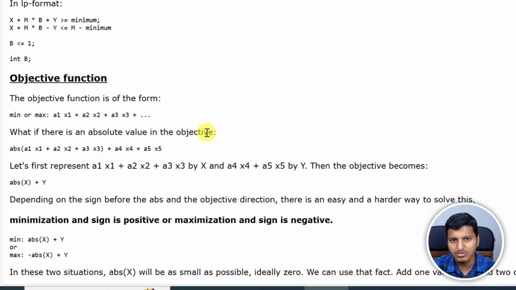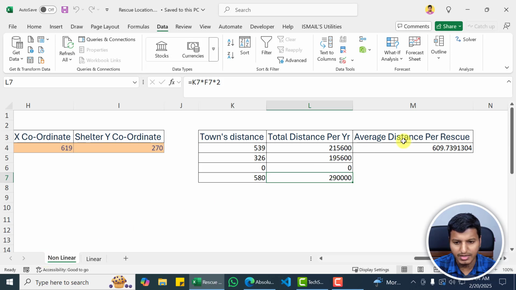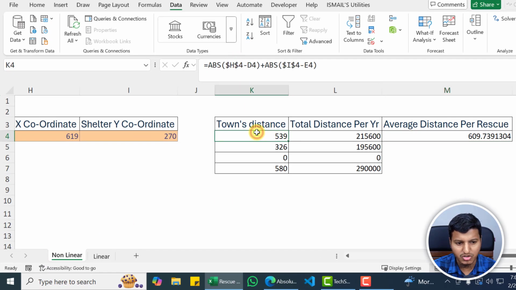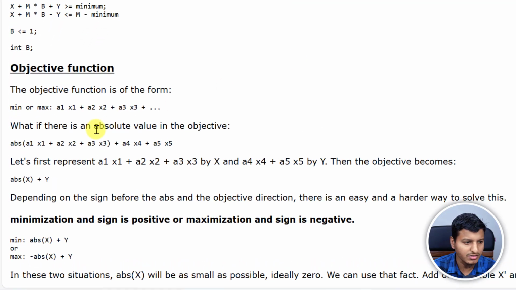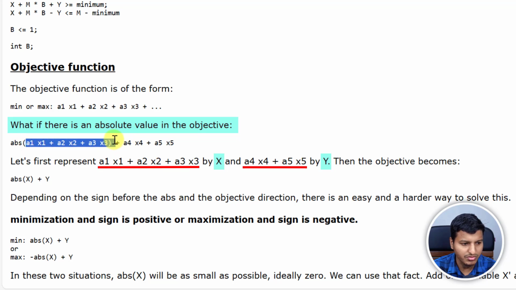In our case we have that absolute value condition because we are extracting the average distance per rescue, but that distance depends on this absolute function, right? And that's why we need to convert this to a linear condition. So what if there is an absolute value in the objective function? Let's first represent this one by x and this one by y. So basically it's extracting this absolute x and y, so abs x plus y.